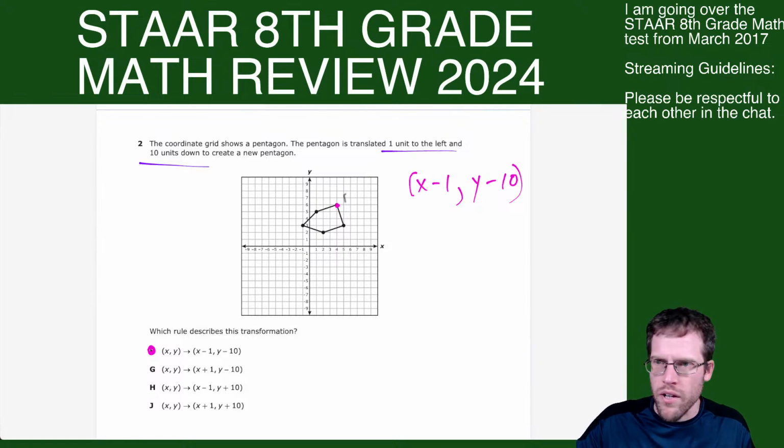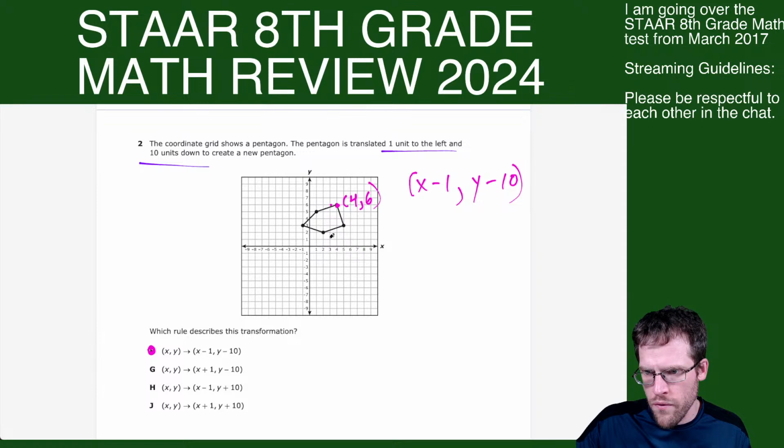And I'm not going to write in crayon. So 4, 6. And if I go 1 unit left, I'm here, and 10 units down. So I go down 1, 2, 3, 4, 5. I lost count. 1, 2, 3, 4, 5, 6, 7, 8, 9, 10. And I land at 3, -4.